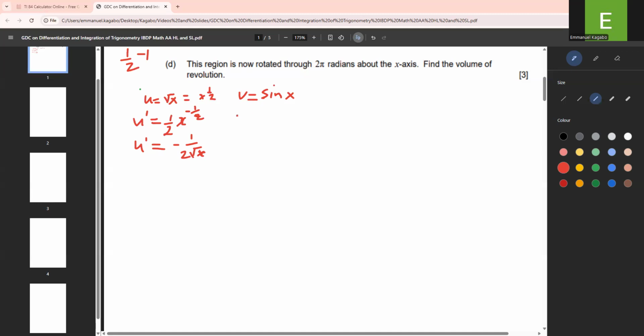Now, what's the derivative of v? This is just from the formula booklet and it's basic, so it's going to be cos x. Now, can I apply the formula? u'v is going to be, there's no negative in front here, the negative was in the power, not in front. So it's going to be 1 over 2 square root of x. Now, when I multiply that with sin x, let me put just this one in brackets, sin x.